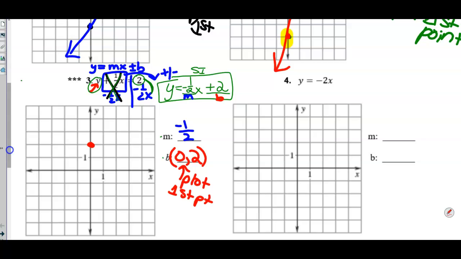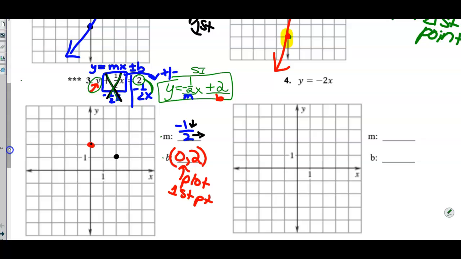From here, I'm going to use my slope, -1 over 2. The -1 actually means when I do rise over run, we actually fall. Rise can mean up or down. If it's negative, I go down. But again, we always go right for the bottom number. So from here, I'm going to go down 1 and over 2. And I put my next point.